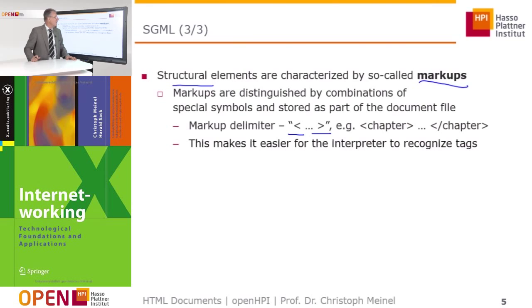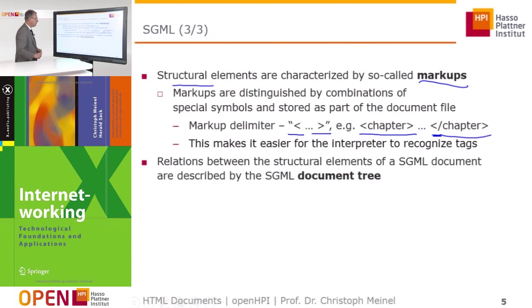For example, the markup which characterizes that now a new chapter starts is this chapter markup, and at the end of the chapter we can see, by this slash symbol, the markup which shows that this is the end of the chapter. In this way, it becomes easier for the automatic processing of the document. The interpreter can easily distinguish between a command given by a markup to interpret the next part of the document as a chapter, and the content of that chapter.